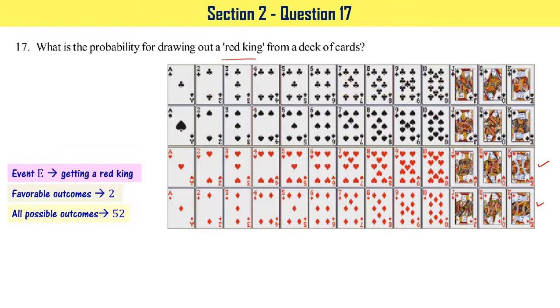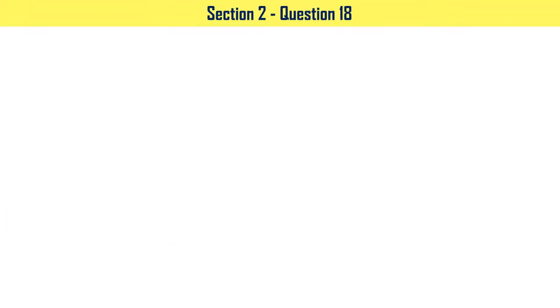Please note this. Probability is defined as number of favorable outcomes divided by all possible outcomes, right? Hence P of E is going to be 2 divided by 52, that is equal to 1 by 26. So to answer the question, probability of getting a red king is 1 by 26. Let's go to the next question, that is question number 18.